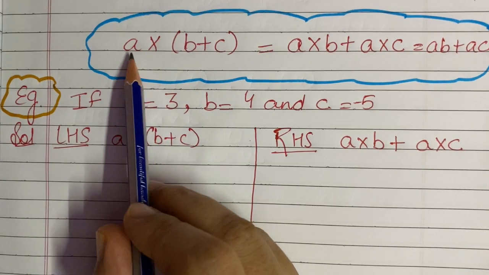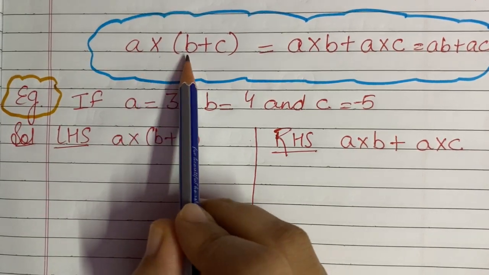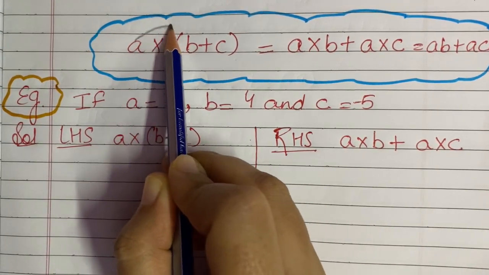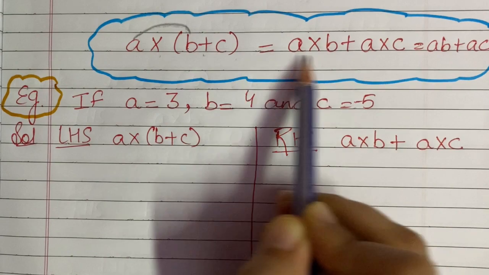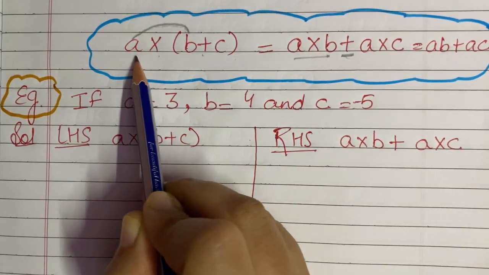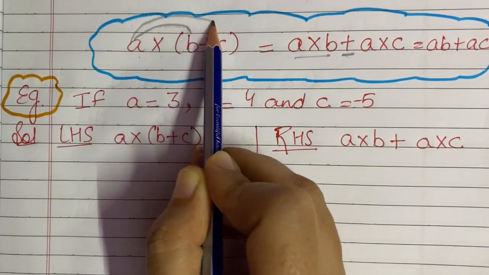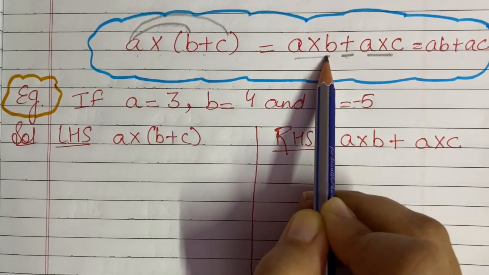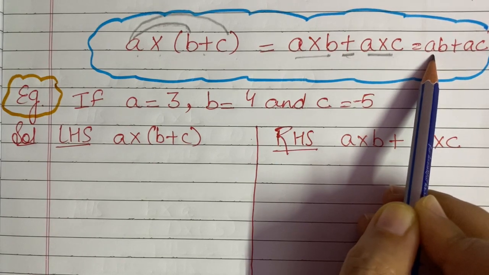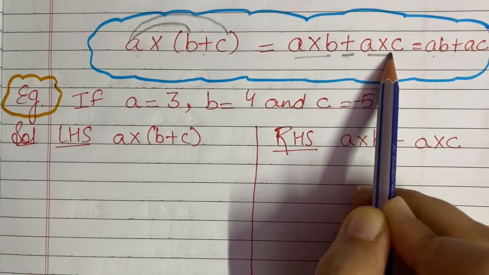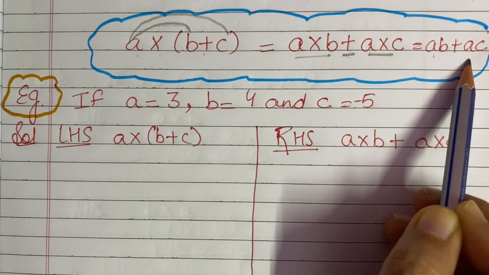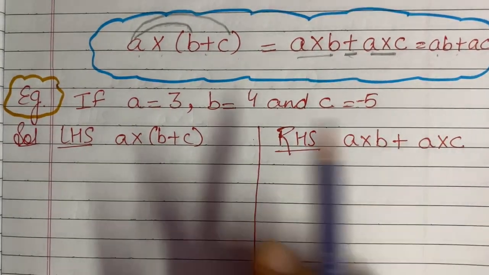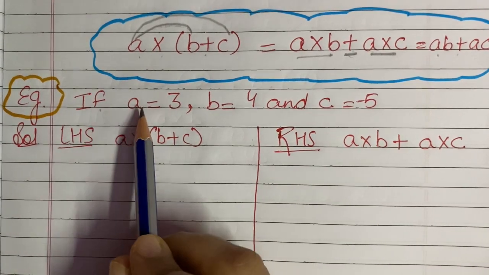Now as it says, a distributes over b plus c. That means this a is multiplied by b, then the plus sign will come, then this a will be multiplied by c. A multiplied by b can be written as ab, plus sign, and a multiplied by c can be written as ac.